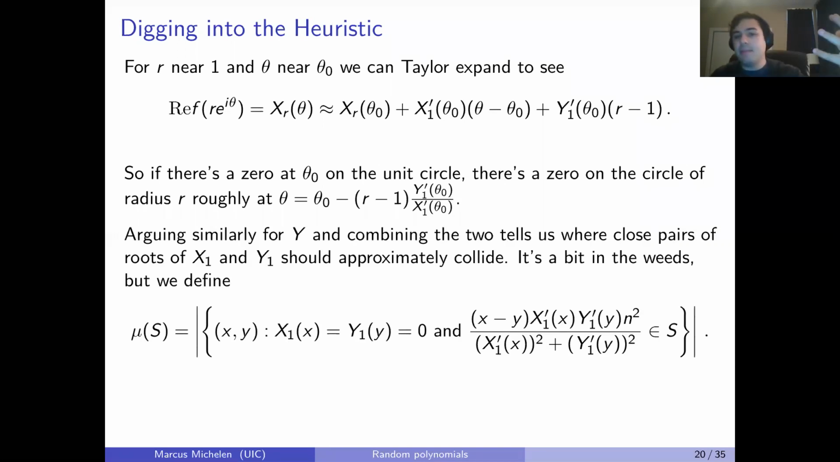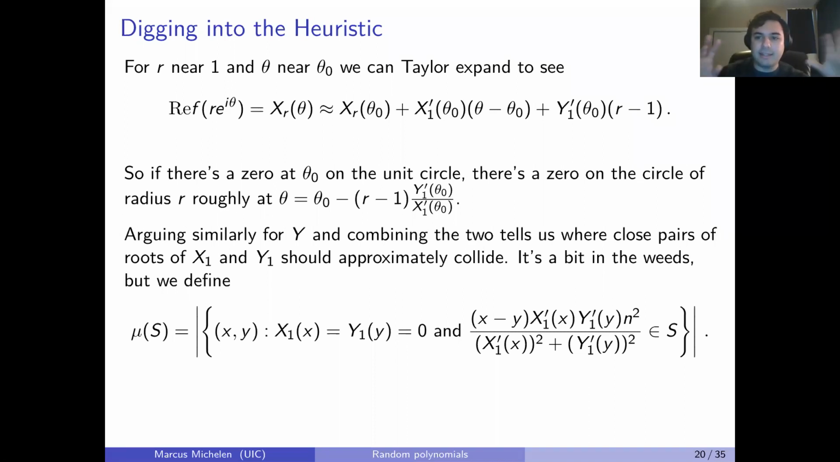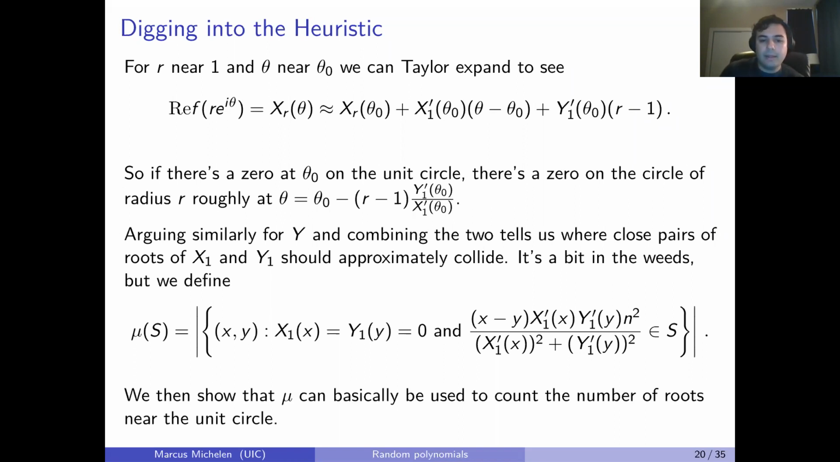And now we can do the same thing for the imaginary part. And now again, I know this is getting to be a little bit too much text on a single slide at once, but the point of writing this down is we can write down explicitly what this auxiliary measure is. It's counting the pairs of zeros of the real and imaginary part in the unit circle whose derivatives behave in a way such that the two roots will collide in the right place. And then we just show that this basically matches the number of roots in the sets that we care about for any given set.